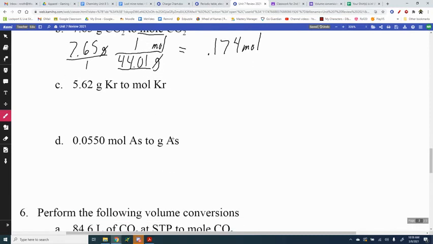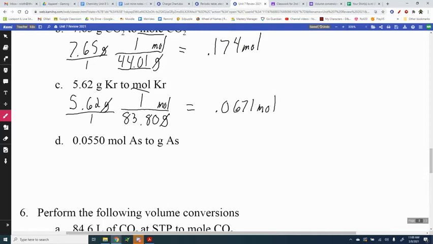All right. Next, 5.62 grams over 1. We put grams on bottom. Our first conversion factor is always to moles, unless we're starting with moles, which we're not. We put 1 next to moles. We put the molar mass of Kr next to grams. That turns out to be 83.80. Grams cancel out. We're left with moles. That is where we want to be. So now we do our math. Again, we're going to divide. So we're going to get 0.0671 moles.